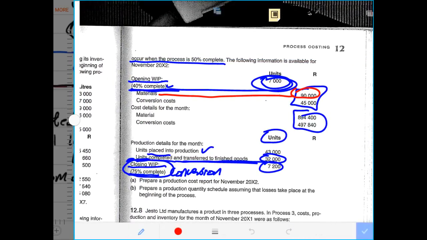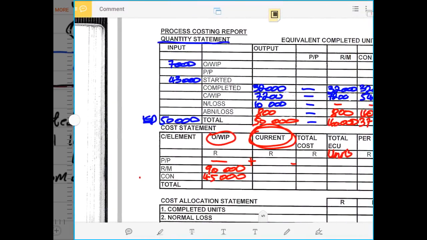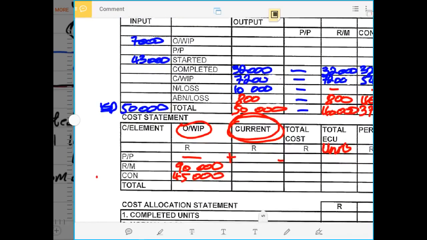Here are the cost details for the month. This was under opening, but this is for the month of November that we are dealing with. So let us record the cost. The cost incurred for the month in terms of material was 894,400, and with regard to conversion cost it was 497,840. We record them under the current cost, under the cost statement.